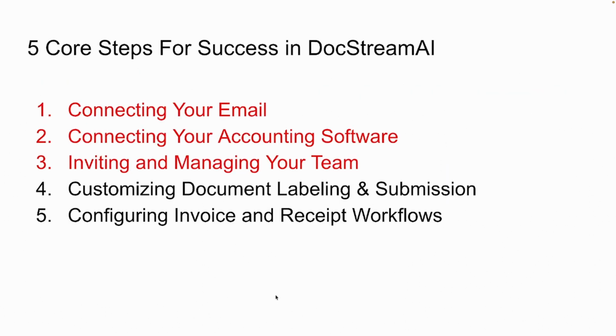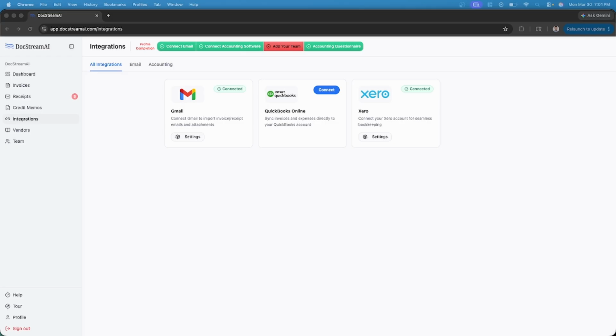So the next thing we're going to do is just go over the 5 core steps for success in DocStreamAI. And so we have these 3 items here: connecting your email, connecting your accounting software, inviting and managing your team. And they're all very quick and related. So let's head over to the software now and I'll show you how to do this real quick.